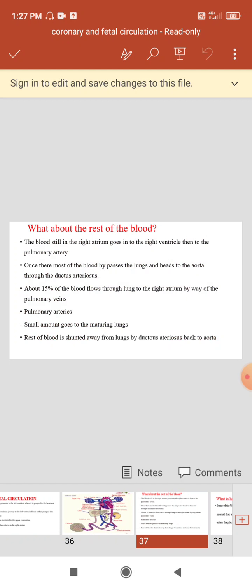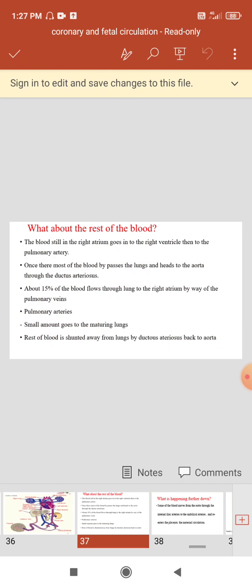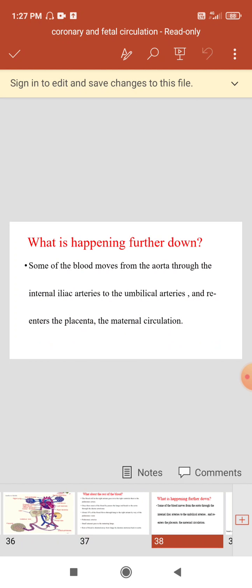About 15% of the blood flows through the lungs to the right atrium by way of the pulmonary arteries and pulmonary veins. A small amount goes to the maturing lungs. The rest of the blood is shunted away from the lungs by the ductus arteriosus back to the aorta. So this is the answer to that question: the rest of the blood goes back to the aorta. So what is happening further?